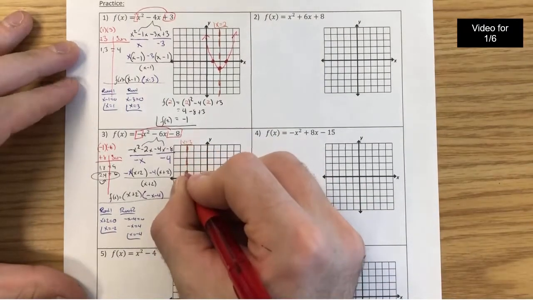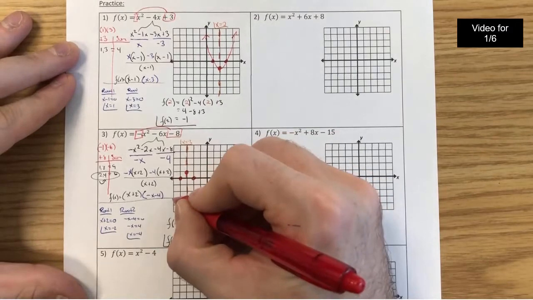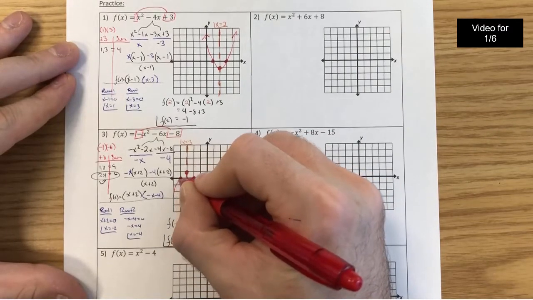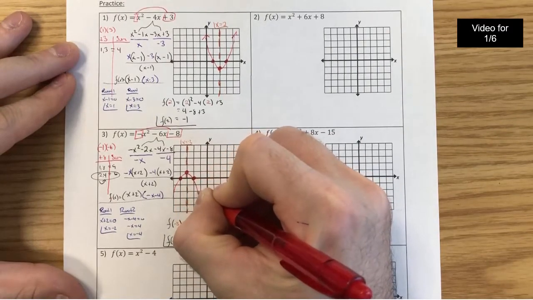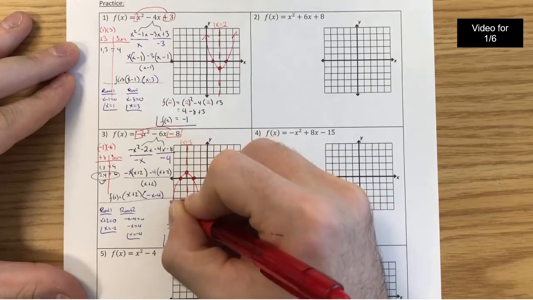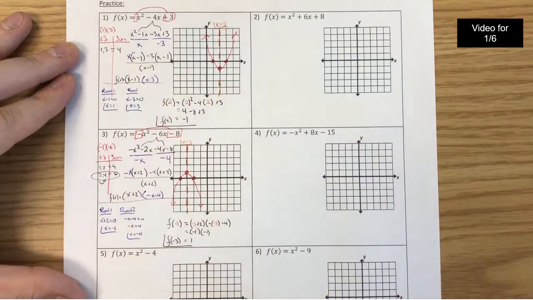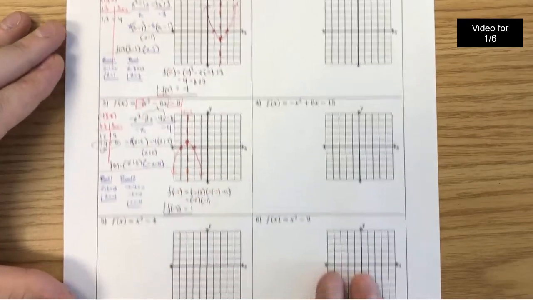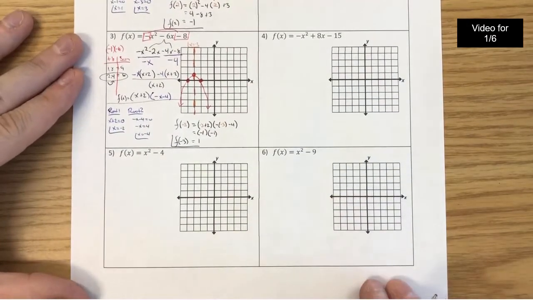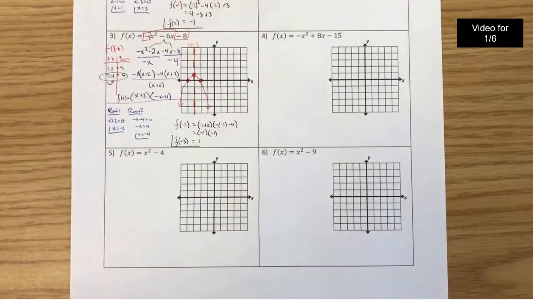Tells me my vertex is right here. So my quadratic is going to curve just like that. Perfect. And so this one's a little trickier. So take a second and think, how am I going to split that? How am I going to graph that and find the two roots?